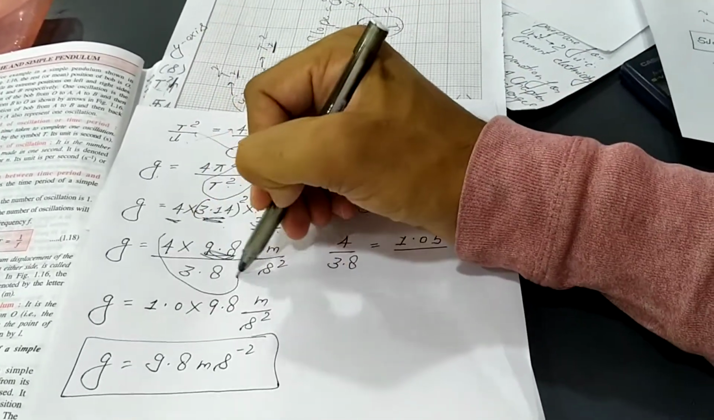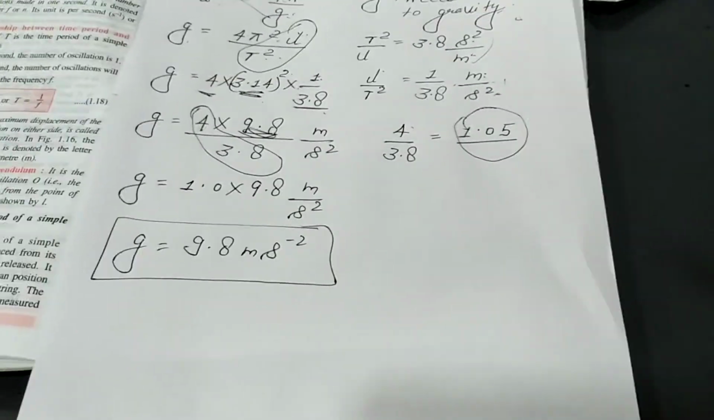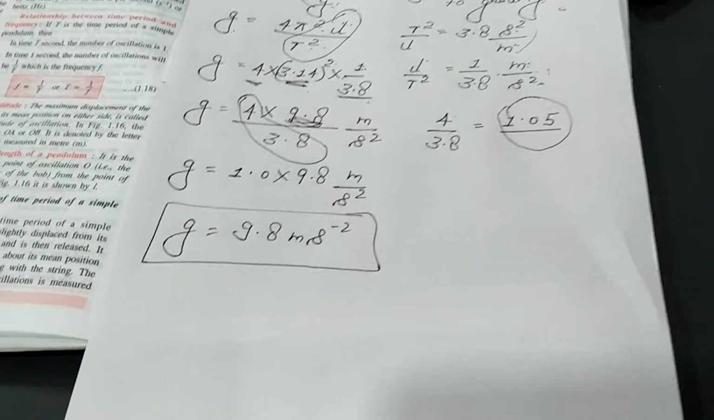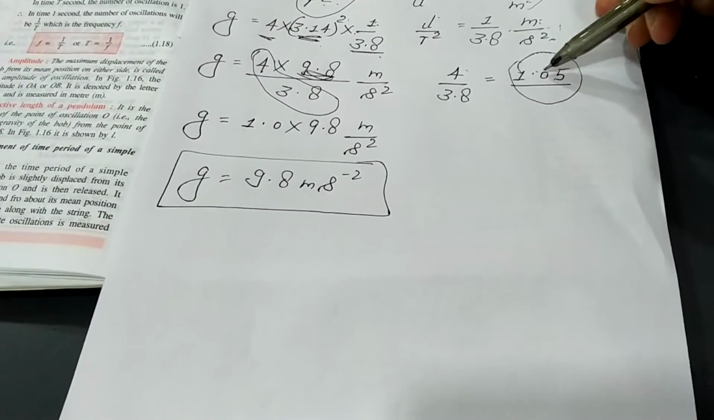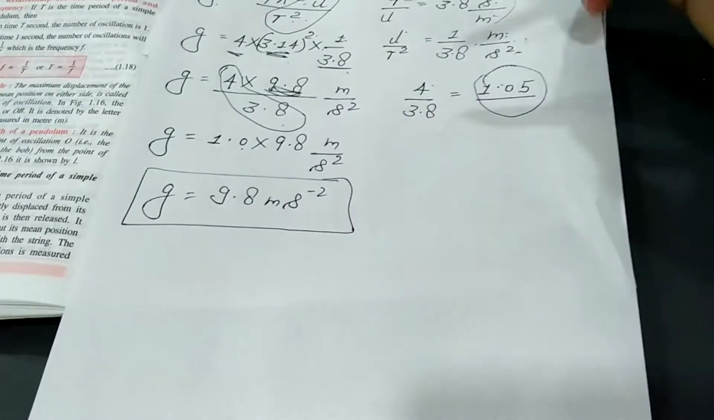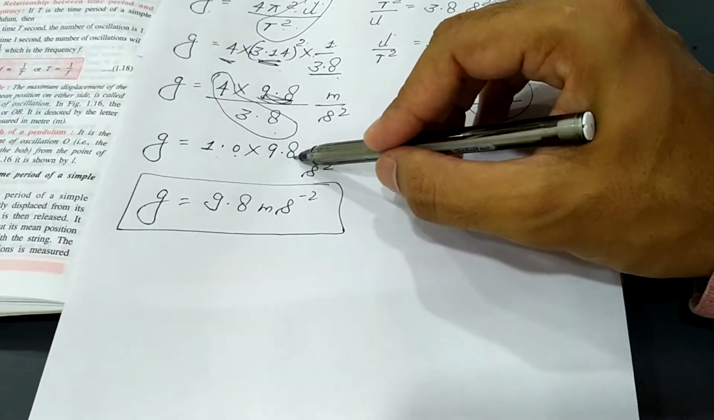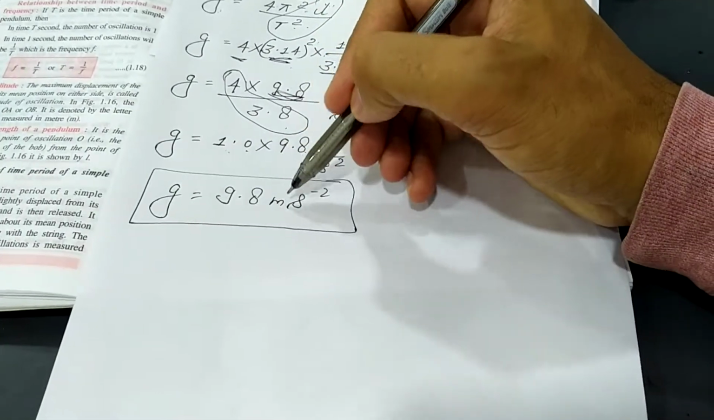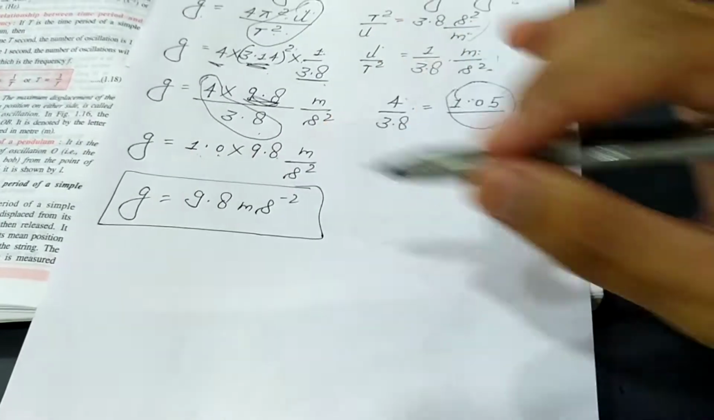So if you divide this, it is coming 1.05. But as I told you, we are not taking values up to 2 decimal places. We are taking values up to 1 decimal place only. So I have taken it up to 1 decimal place, that is 1.0, into 9.8. So the value of g is 9.8 meter per second square. Remember this, and this is the method to calculate the value of acceleration due to gravity.